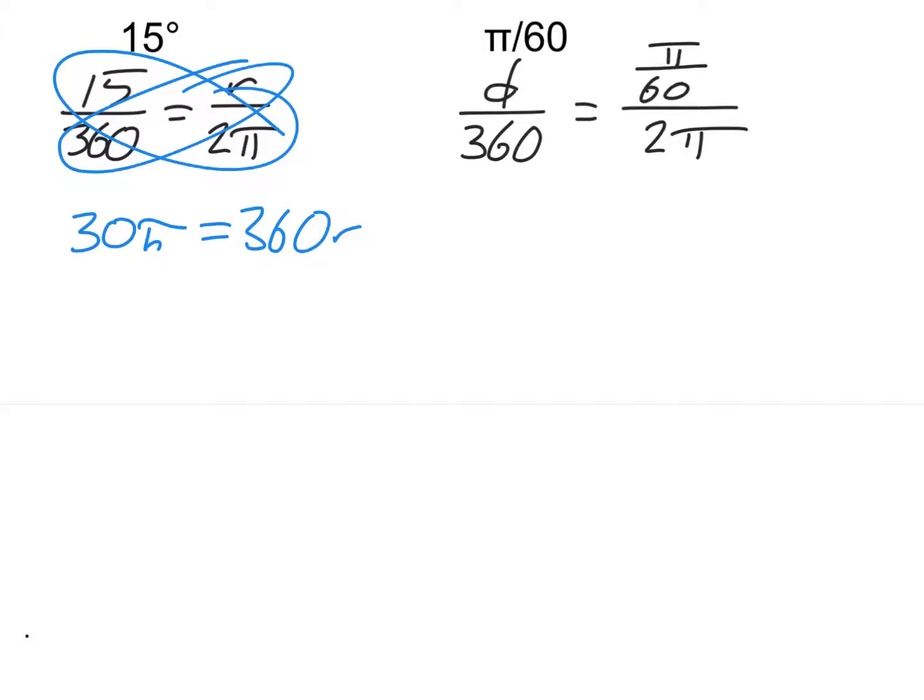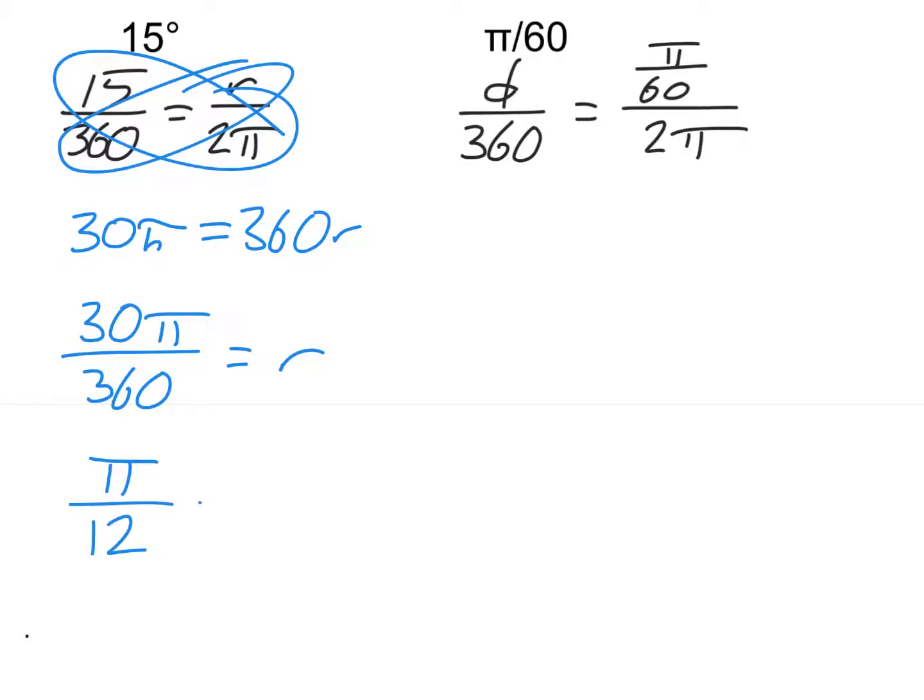So then I divide both sides by 360. I'm going to write it as 30 pi over 360 first. It makes our reducing process more reliable. And then when I reduce that, that gives me just 1 pi on the top. I don't need to write the 1 because I got the pi on there. And then on the bottom, I'm left with 12. So 15 degrees equals pi over 12 in radians.